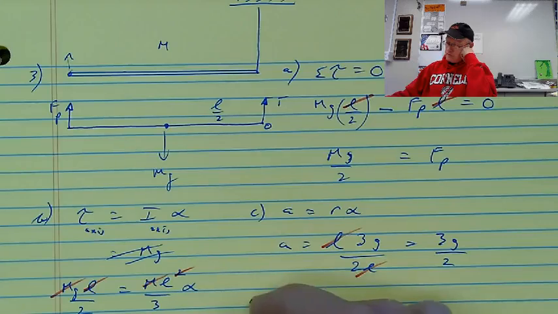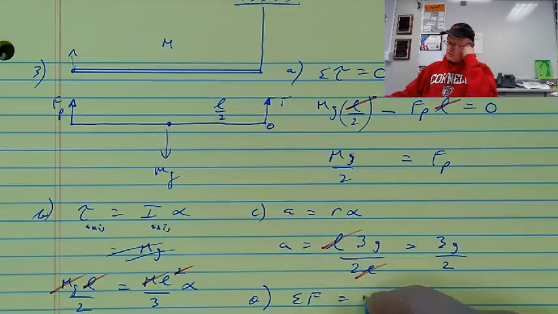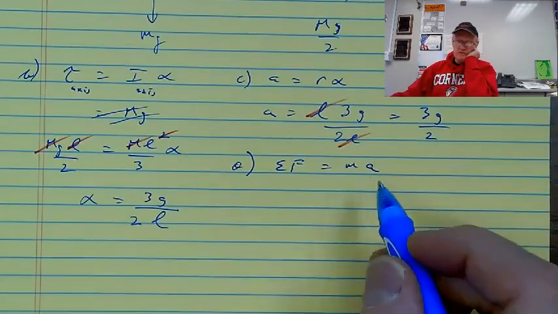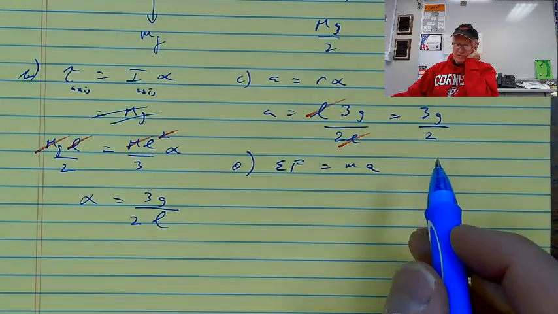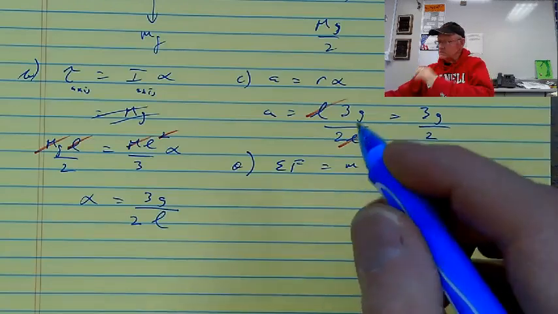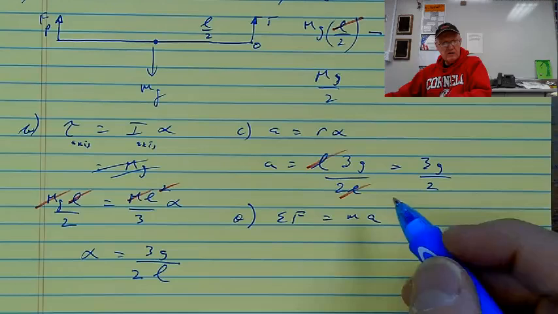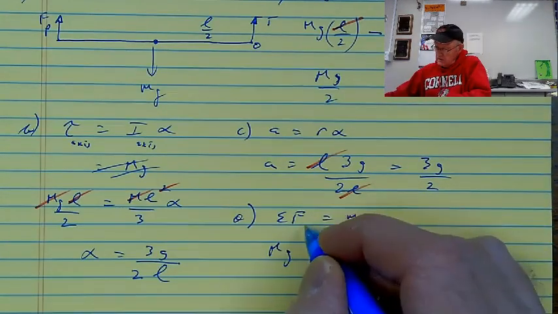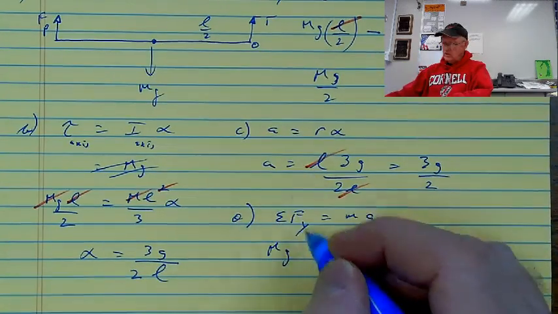Well, should we pick downward as positive here? I think we've gone that way before. So we have mg, and this is in the y direction, by the way. So force in the y direction. We have mg down minus force of the axis up, and that equals mass times acceleration. But that's acceleration of the center of mass. I just want to make sure I made that point.